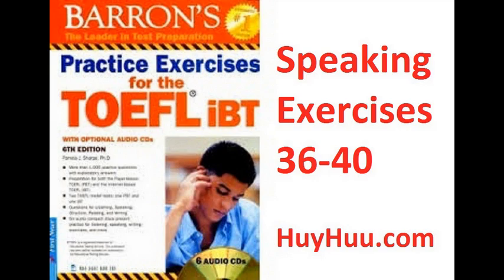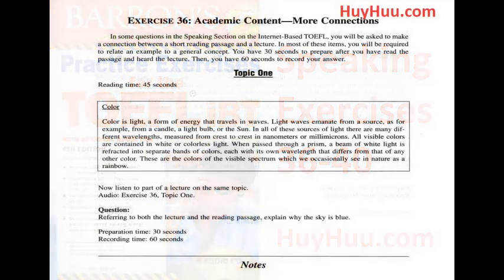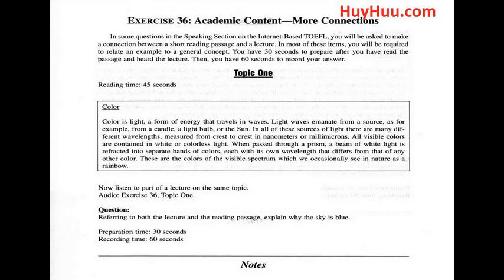Exercise 36, Topic 1. Read a short passage and listen to a lecture on the same topic. Then listen for a question about them. After you hear the question, you have 30 seconds to prepare and 60 seconds to record your answer.